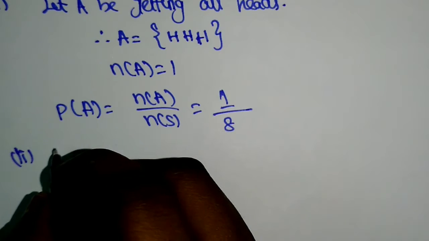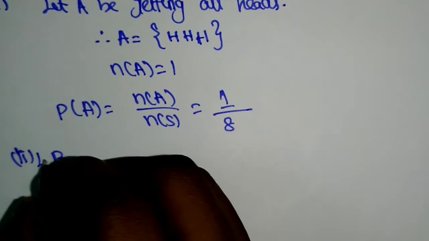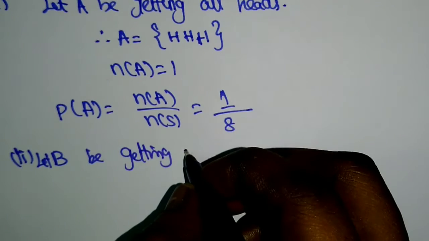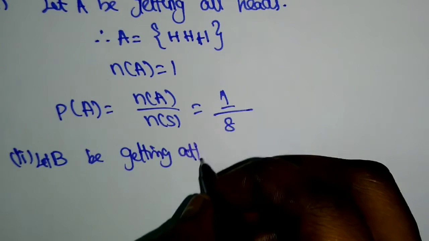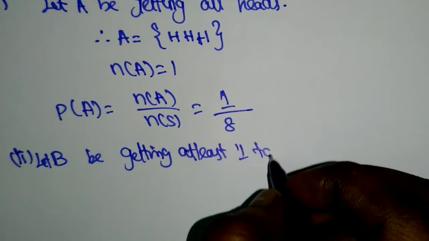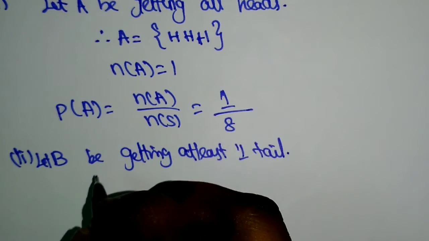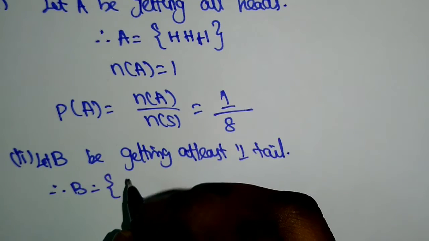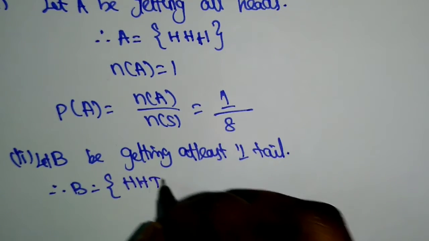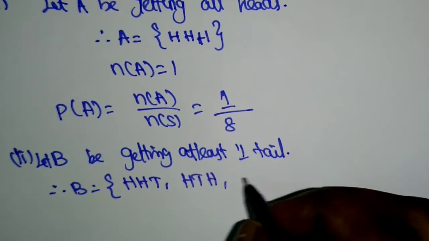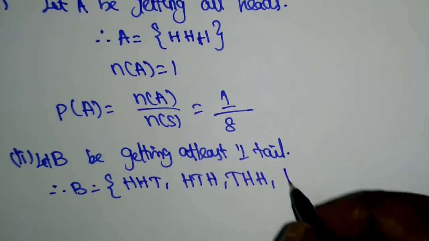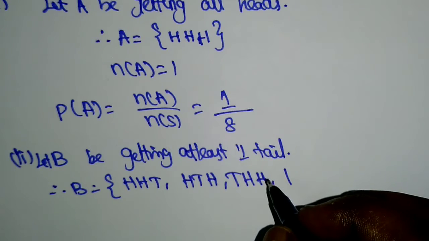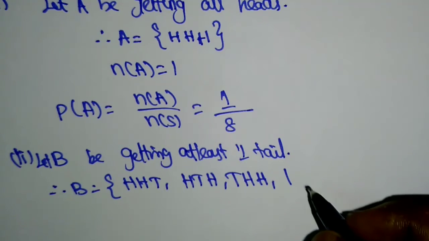Second question. Let B be getting at least one tail. So for at least one tail, we have to find B from the sample space: HHT, HTH, THH. This is at least one tail.